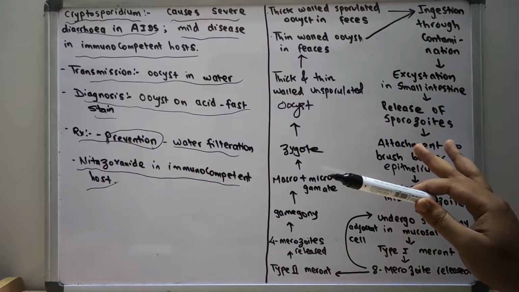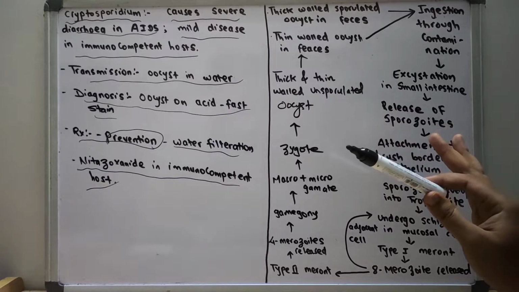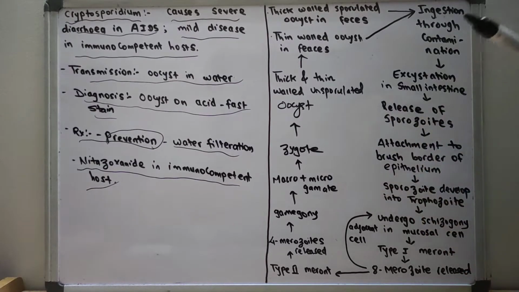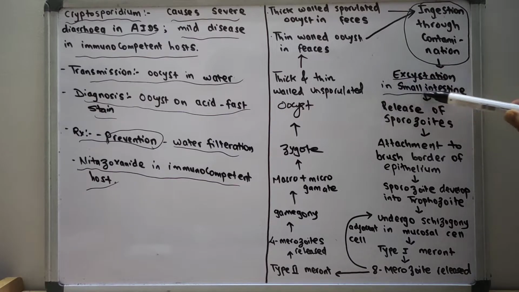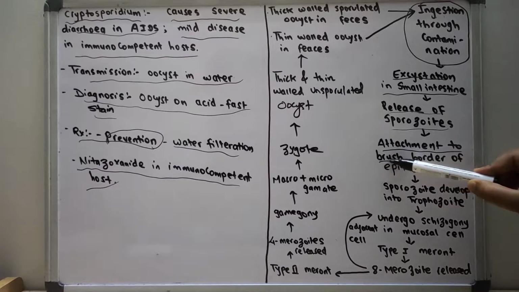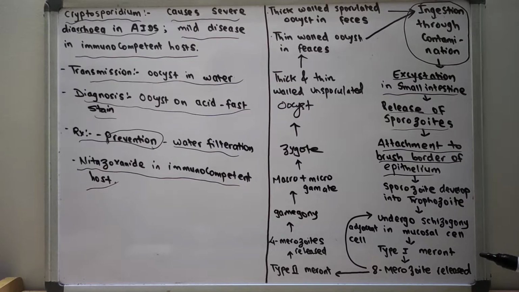So now let us discuss the life cycle of Cryptosporidium. If we ingest the cyst of Cryptosporidium through contaminated water, then those cysts will travel to the small intestine, and in the small intestine there is excystation of those cysts and release of the sporozoites. Those sporozoites attach to the brush border of the intestinal epithelium, and the sporozoites develop into the trophozoite.